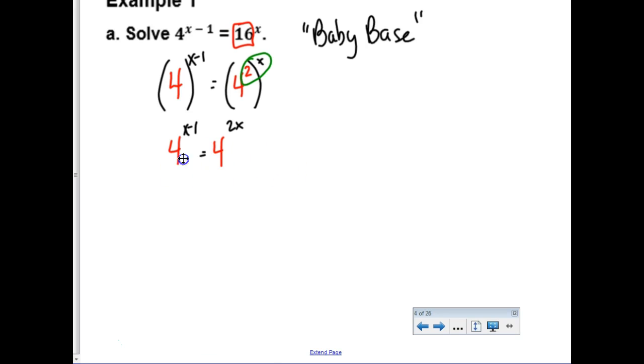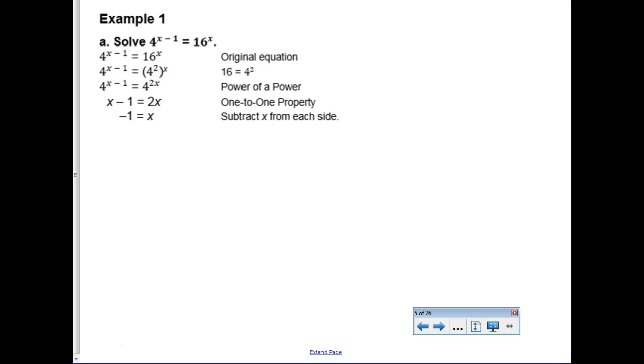Oh well. Now that we have the same baby bases, that means if 4 to something equals 4 to something else, the only way for this to happen is if the powers equal each other. So x minus 1 is the same thing as 2x. So let's see, that means subtract x over, you have negative 1 equals x. And for exponentials, you don't have to worry about extraneous solutions. There's your solution.